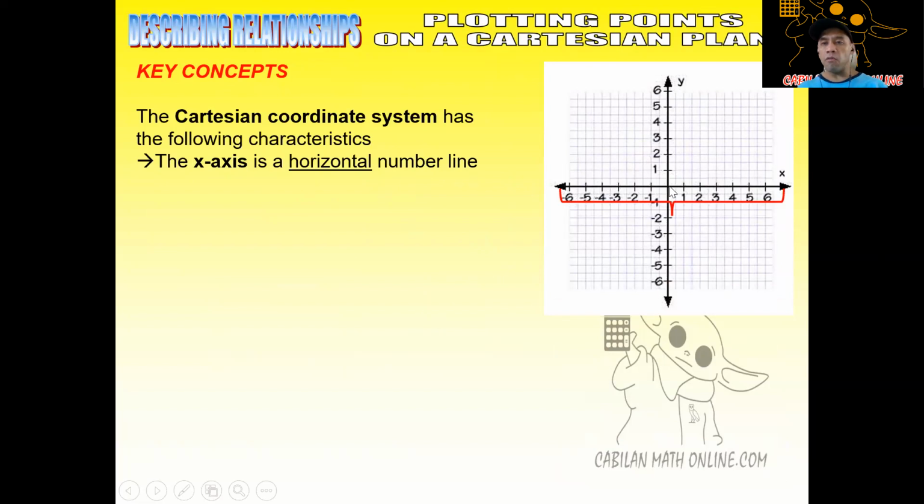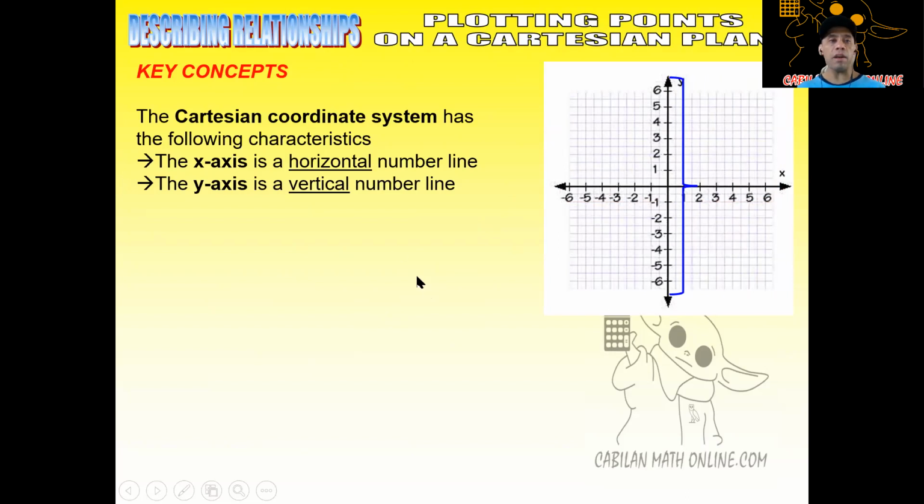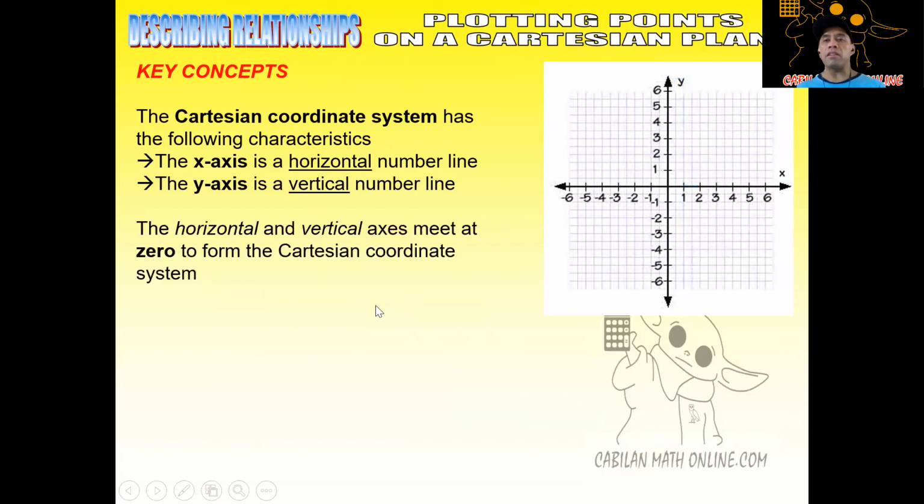From the dead center, as you go to the right of the axis, the numbers are positive, and as you go to the left, the numbers are negative. Now, the vertical axis, or the axis going up and down, is called the y-axis. From the dead center, if you go up, the numbers are positive, and as we go down, the numbers are negative.